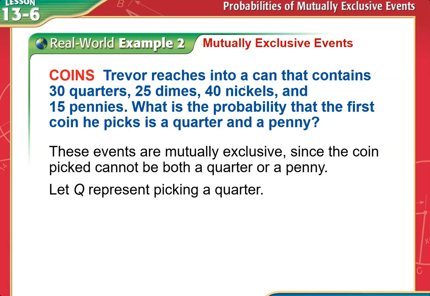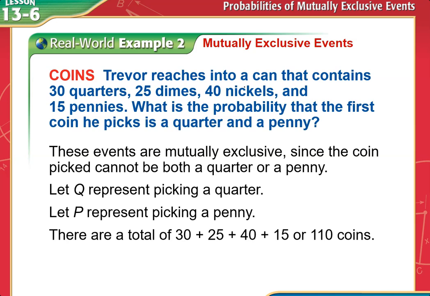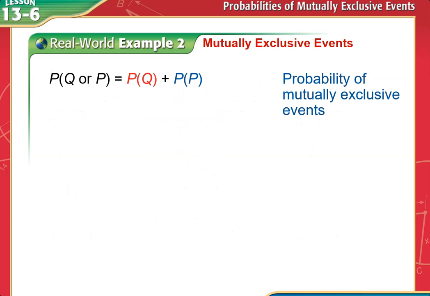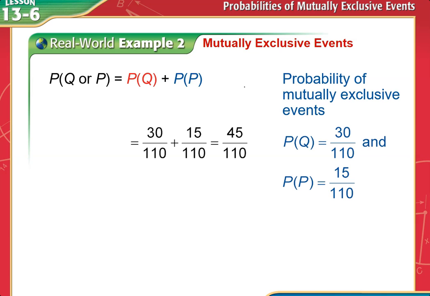So we're going to end up with an or statement, quarter or a penny. You can't be both, so we have to do one or the other. So the probability of a quarter or a penny would be 30 out of 110 plus 15 out of 110, or 45 out of 110, which reduces down to 9 out of 22.